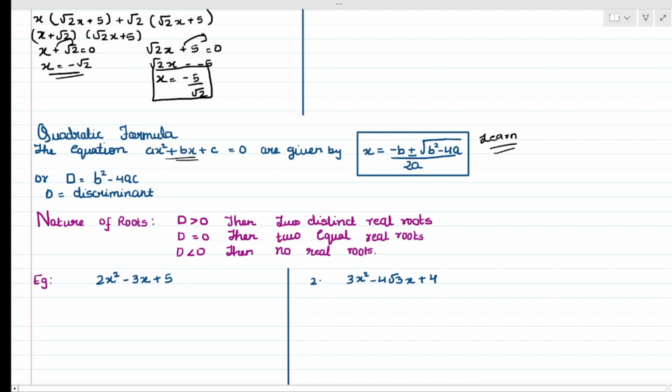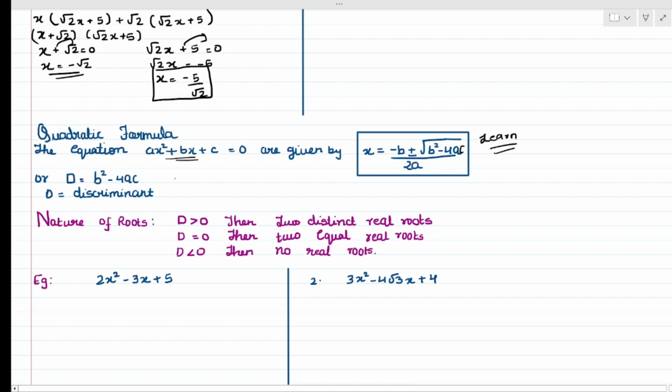What does our formula say? X is equal to minus b. Now what is my b? The coefficient of x. Okay, this is my coefficient of x which is denoted by b. Minus b plus minus under root b square minus 4ac upon 2a. Okay, I will learn this formula. X is equal to minus b plus and minus under root b square minus 4ac upon 2a.